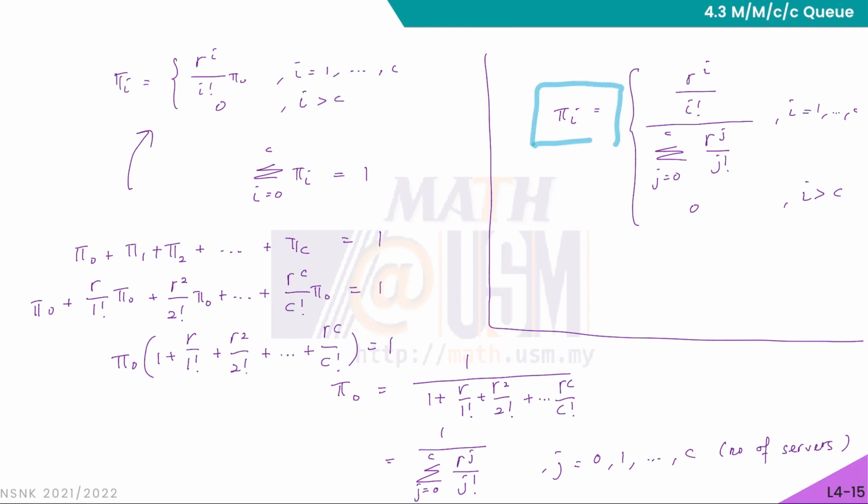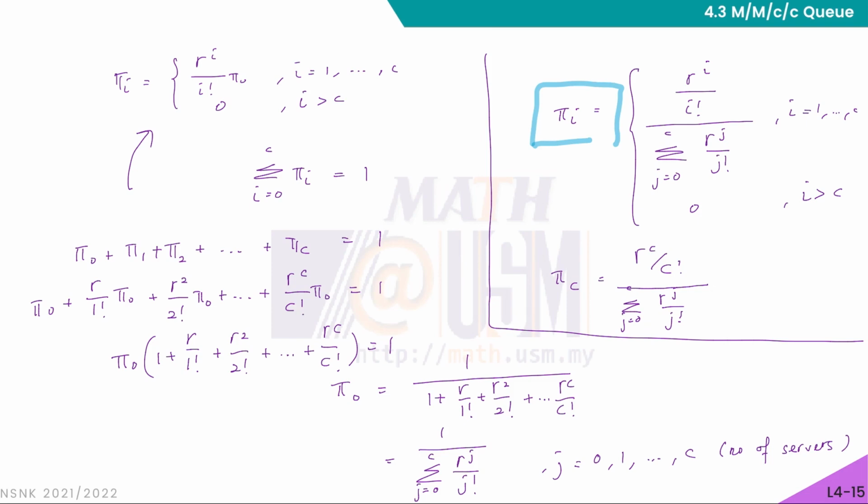When k is equal to c, it basically means that the system is full. Your π_c here is r to the power of c over c factorial, over the summation of j equals 0 until c of r to the power of j over j factorial. This is what we call Erlang's loss formula. So π_c can be represented by the fraction of customers who find the system full and are not allowed to enter, kind of similar with π_k in our M/M/c/K queue model.